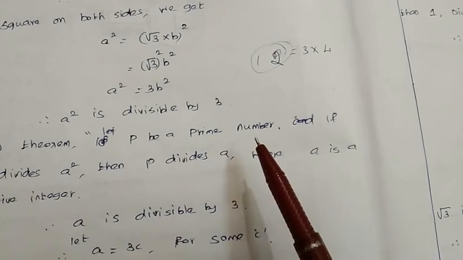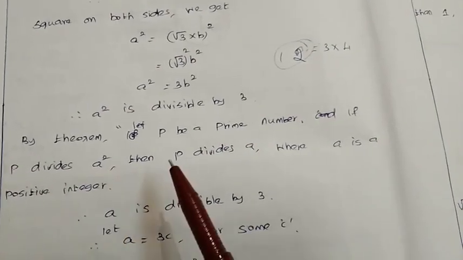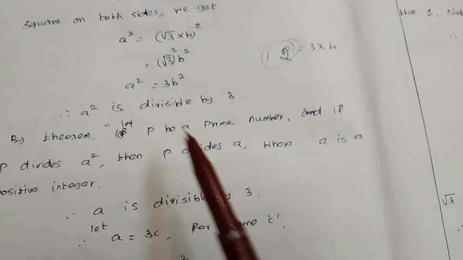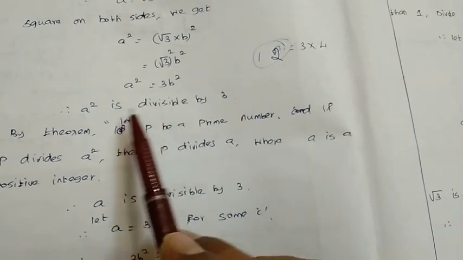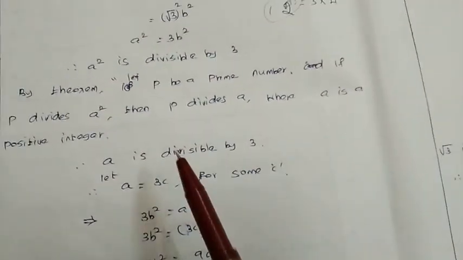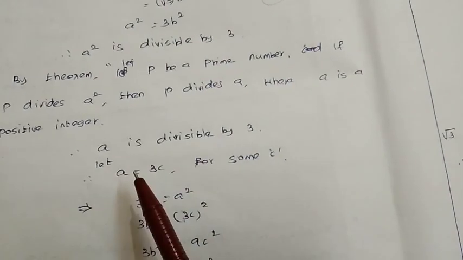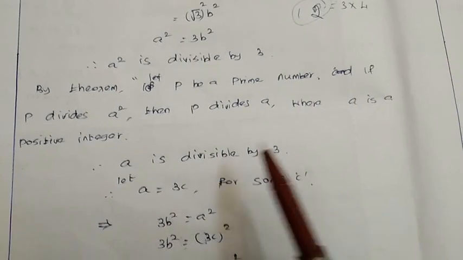So by the theorem, let p be a prime number. If p divides a squared, then automatically p divides a. If p divides a squared, that is, 3 divides a squared, then 3 definitely divides a. This is the theorem, where a is some integer. So now a is divisible by 3 automatically. By the theorem, a squared is divisible by 3, so a is divisible by 3.